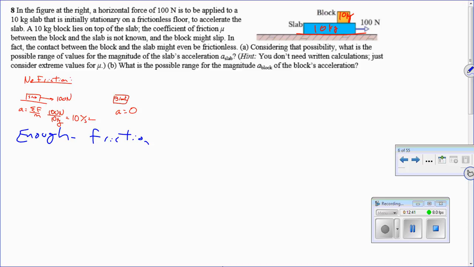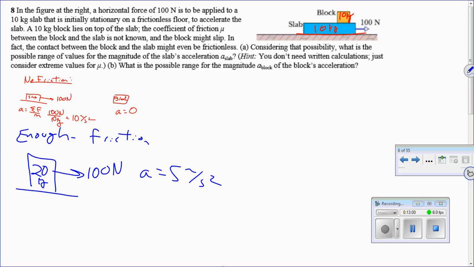All right, so if there's enough friction, they're going to move together. So that 100 newtons is now moving 20 kilograms. And so now the acceleration is 100 over 20, which is 5 meters a second squared, right? So those are sort of our ranges. The slab is going to have an acceleration somewhere between 10 and 5. And the block is going to have an acceleration somewhere between 0 and 5. Those are the only possibilities.